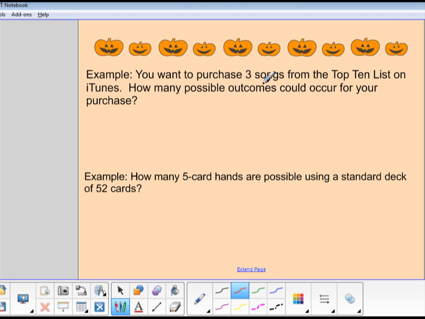Okay, let's look at a couple examples. So if I wanted to buy 3 songs off the top 10 list in iTunes, I'm interested in how many possible ways that could happen. Well, if I'm buying 3 songs, it doesn't really matter if I buy Radioactive first and What Does the Fox Say second, or What Does the Fox Say first and Radioactive second. It's the same songs. So the order doesn't matter. So this is combinations. There are 10 songs to choose from, and I'm choosing 3 at a time. So this is 10C3. Using the formula, that's 10 factorial over r, which is 3 factorial, times n minus r, which is 10 minus 3, which is 7 factorial. And that's what you would put into your calculator.